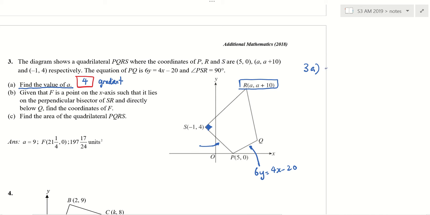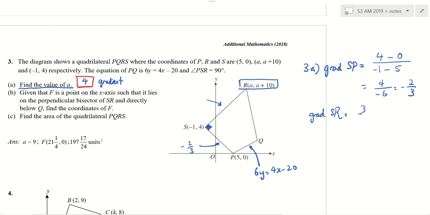First, let's find the gradient of SP. How to find gradient of SP? Y2 minus Y1 over X2 minus X1. So work quickly. The answer is -2/3. Then I ask myself, if the gradient is -2/3, can I find the gradient of SR? Yes, right? So the gradient of SR will be 3/2.